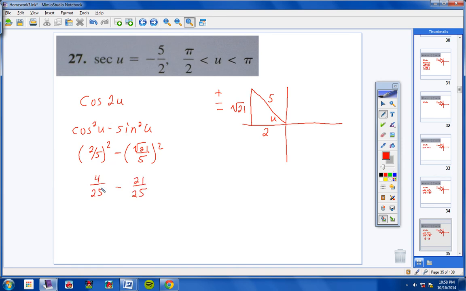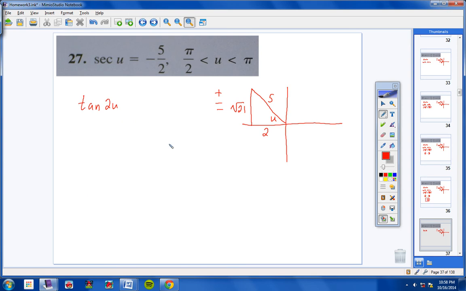Next, I'm going to square this fraction and get this, bring down my negative sign, and now subtract the 2, and I will get this right here. And that is the correct answer. Okay? All right, tangent of 2u.